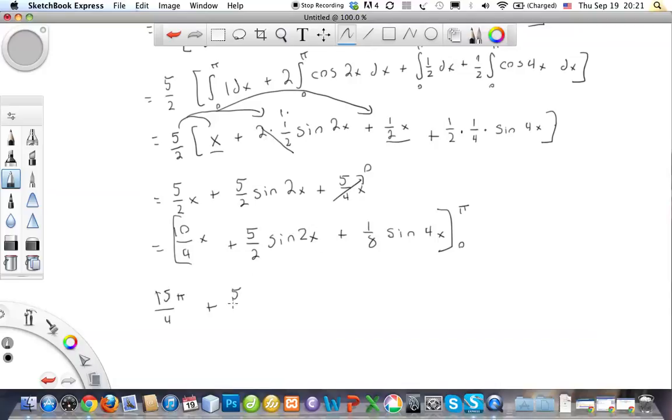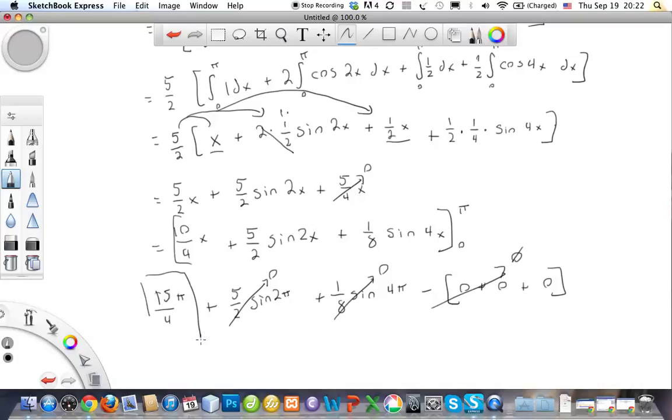plus 5 halves sine of 2 pi, here is where the pi is, so this is actually going to cancel to 0 because the sine of 2 pi is 0, plus 1/8 times the sine of 4 pi, which again is going to end up being 0, minus, okay, we're going to have a 0, this is going to zero out this term, plus 5 halves sine of 0 is still 0, plus 1/8 times the sine of 0 is going to be 0 again. So all this ended up working out to where all this canceled, and we're left with 15 pi over 4.